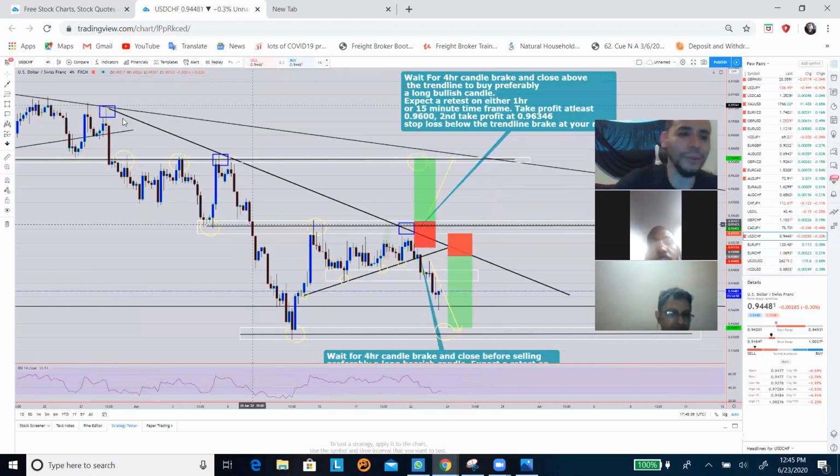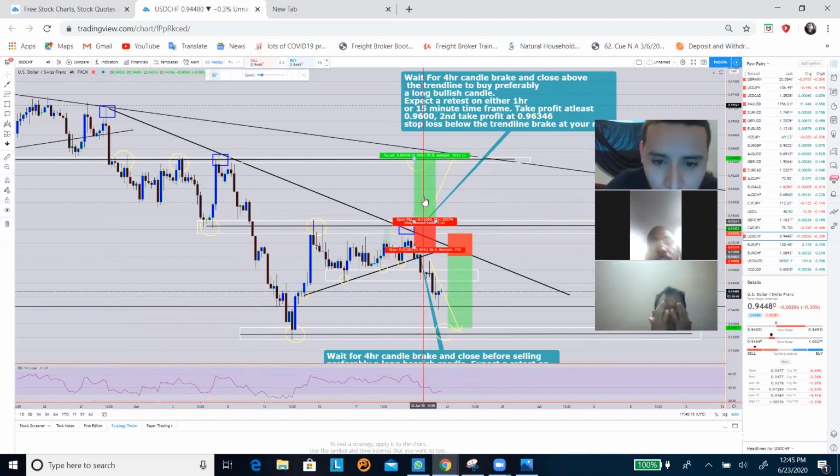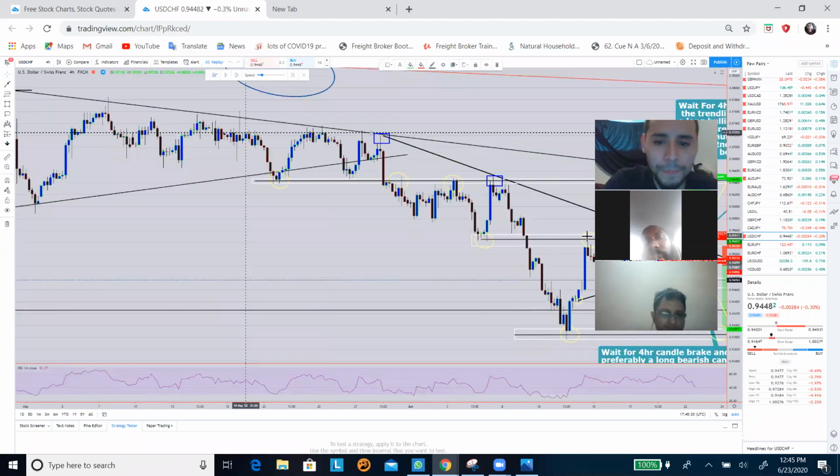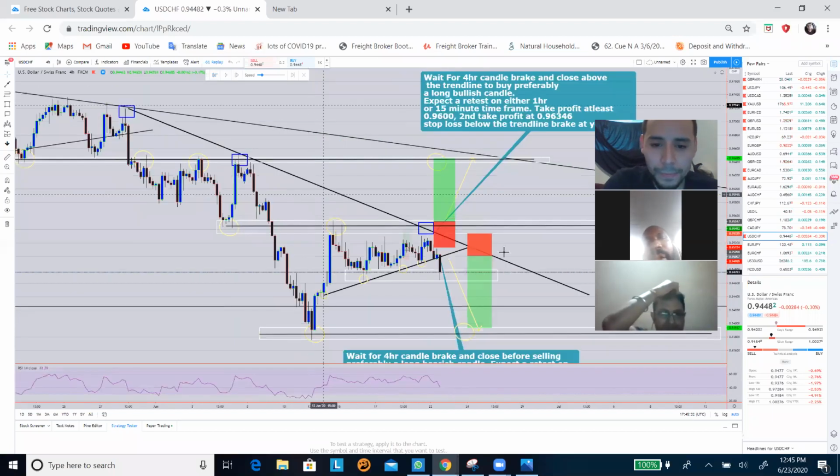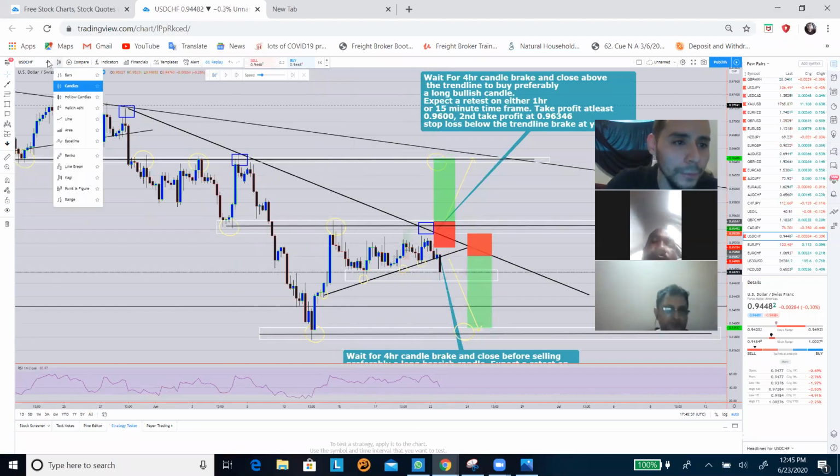Zoom in on the lower time frame. Let's see what happened here. Let's replay this moment, right? Let's see if we could have found an opportunity. How I find the opportunity, how I would have done this, right? Because once I saw the 4-hour close, I would expect a small move up. So we got the 4-hour candle close right here.